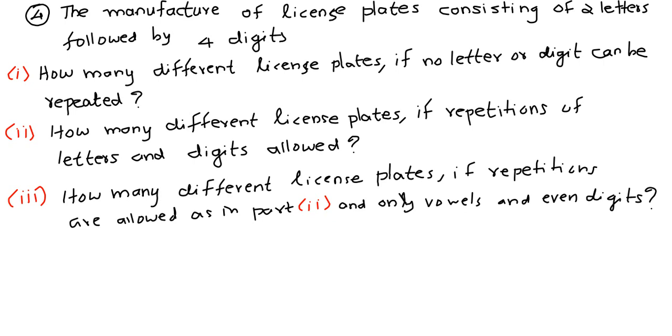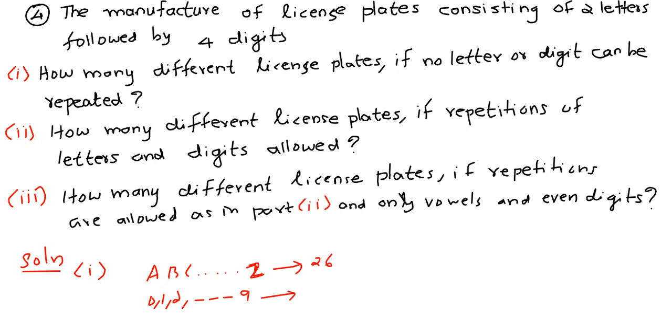The manufacture of license plates consisting of 2 letters followed by 4 digits. What is the answer of the first sub question? How many different license plates if no letter or digit can be repeated? How many letters and how many digits are there? We have A, B, C, etc. up to Z as letters, and 0, 1, 2, etc. up to 9. So there are 26 choices for letters and 10 choices for digits.